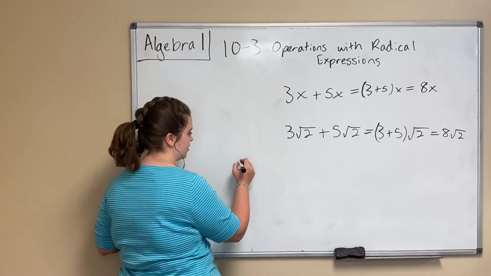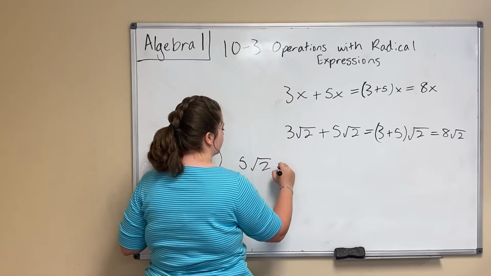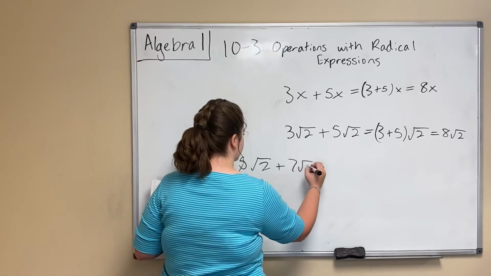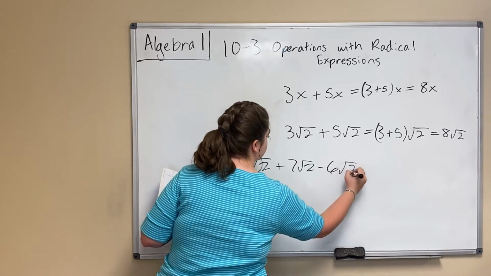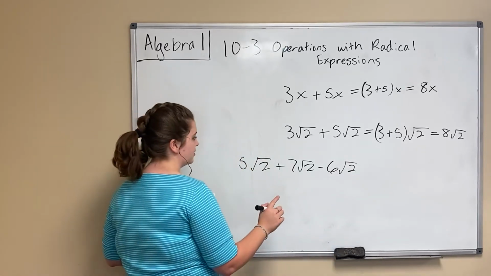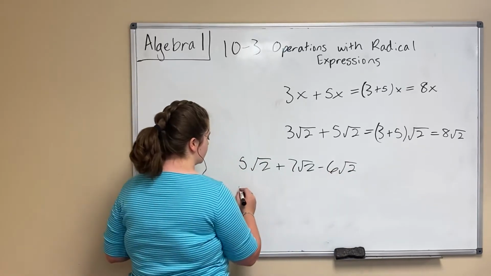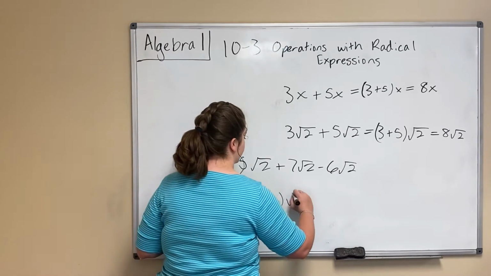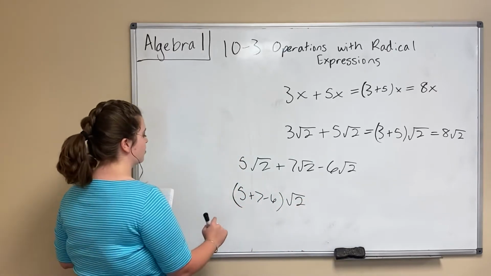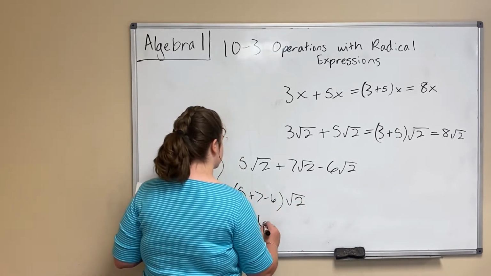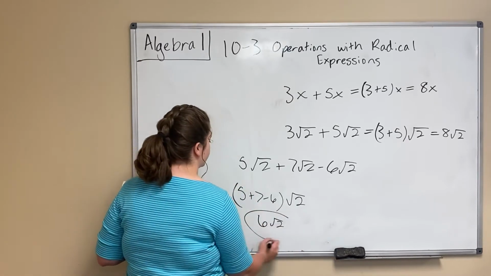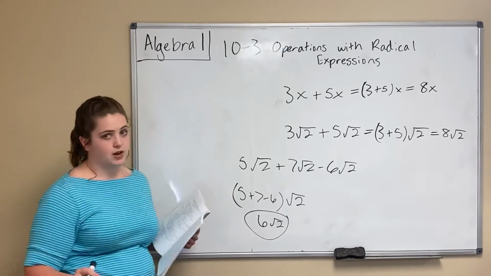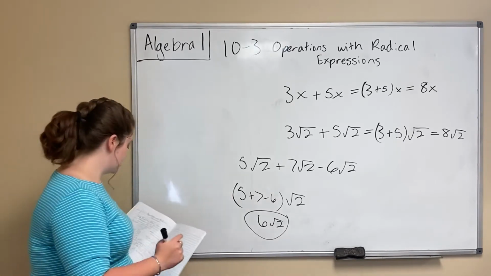Yeah, so if I had even a longer one, 5 on the square root of 2 plus 7 on the square root of 2 minus 6 on the square root of 2. Longer, I still, since they're all the square root of 2, I'm just going to take 5 plus 7 minus 6 on the square root of 2. 5 plus 7 is 12. 12 minus 6 is 6 on the square root of 2. And that's our answer. So you can, in some ways, treat it like it's a variable. But again, only if what's underneath the symbol is the same.